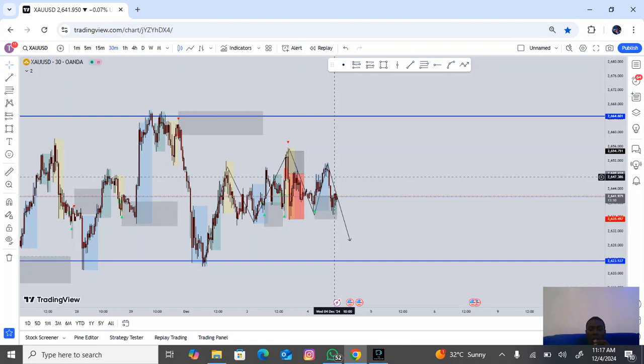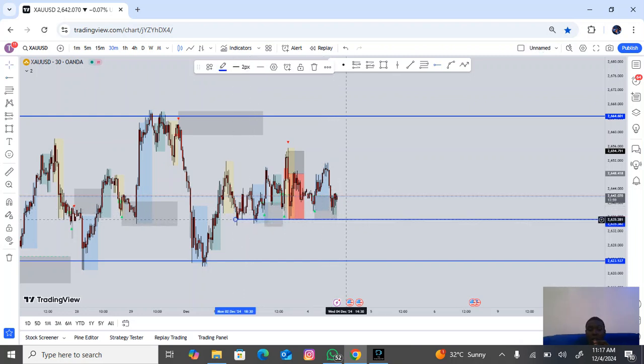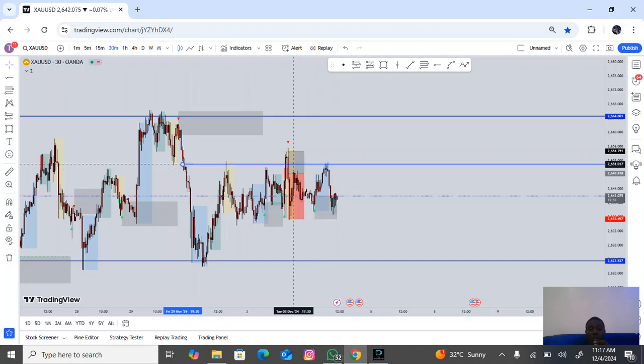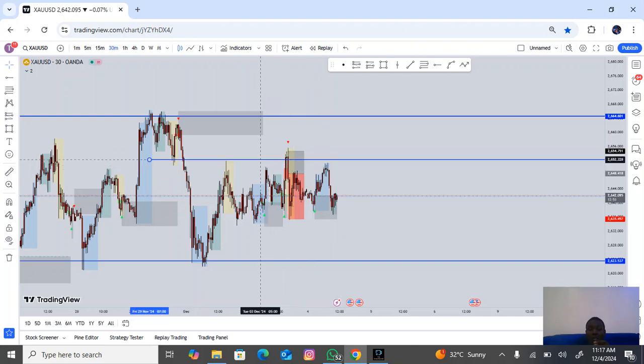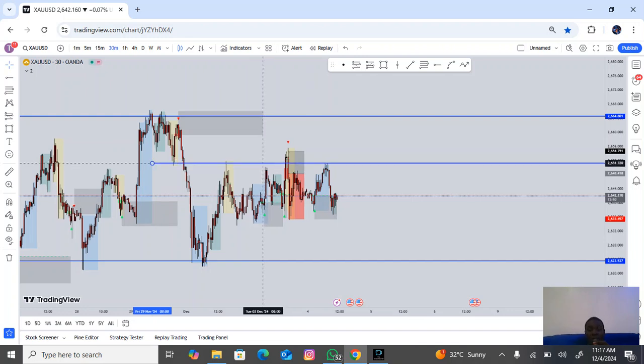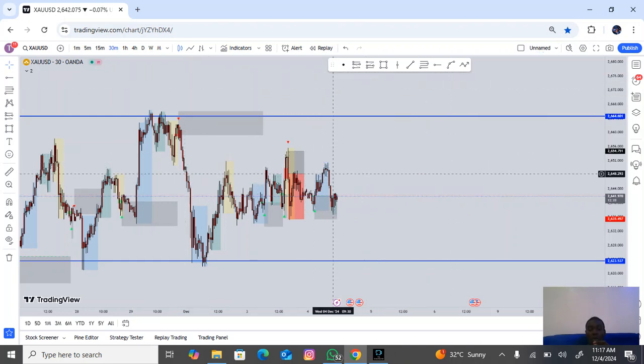Okay, now I'm going to be talking about the horizontal ray line, right? As you can see, this is the horizontal ray line. It's also used to draw support and resistance, right? Just some people prefer to draw line as support and resistance, but the correct way to draw support and resistance is using the rectangular tool, right? Which is zones. So it's better you use zones to draw support and resistance, right? Sometimes I prefer to use this line also, but that doesn't mean it's a line, right? Support and resistance are zones.